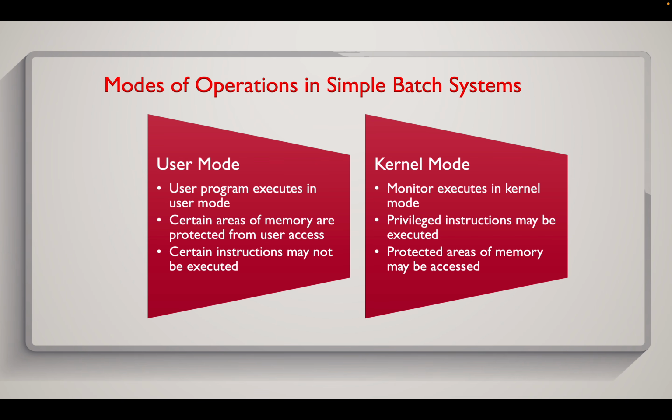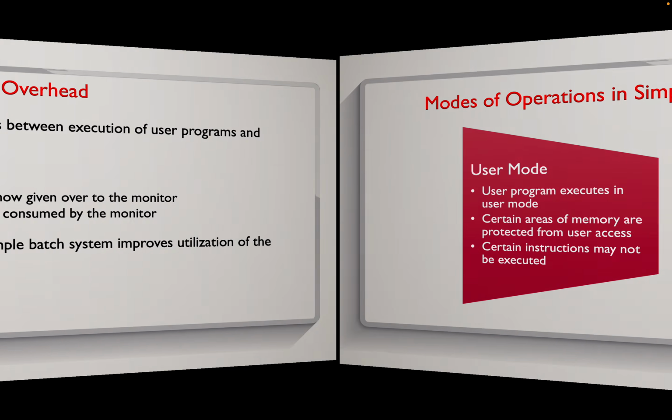There are two modes of simple batch systems: user mode and kernel mode. In user mode, the program executes in user mode. Certain areas of memory are protected from user access. Certain instructions may not be executed in user mode, whereas kernel mode is like admin mode. The monitor executes in kernel mode. Privileged instructions may be executed. Protected areas of memory may be accessed. So user mode and kernel mode are the two modes in a simple batch system.